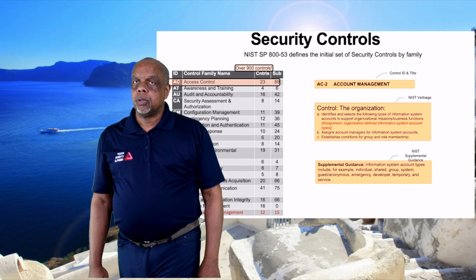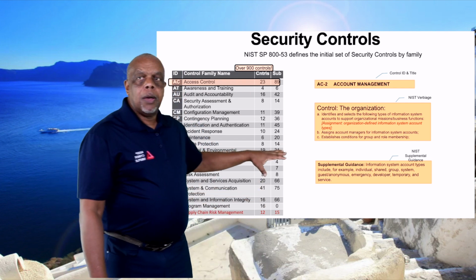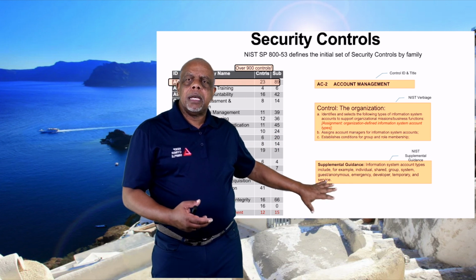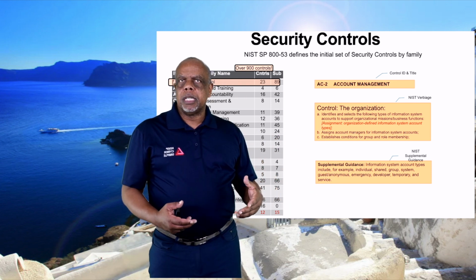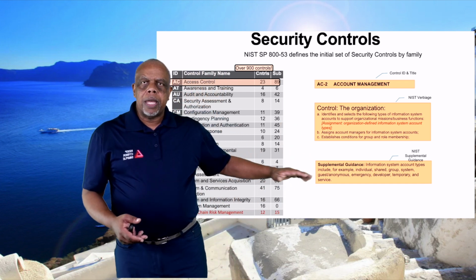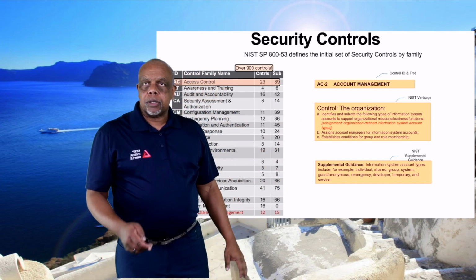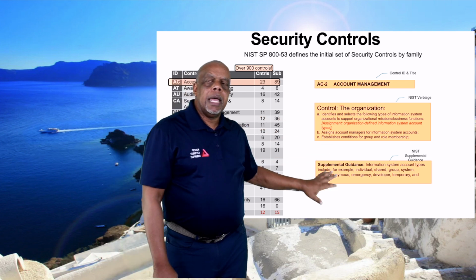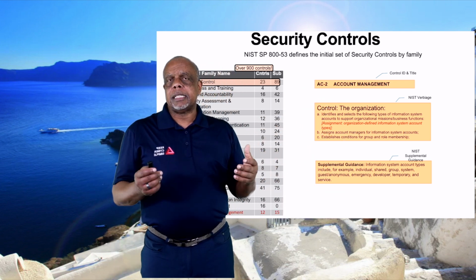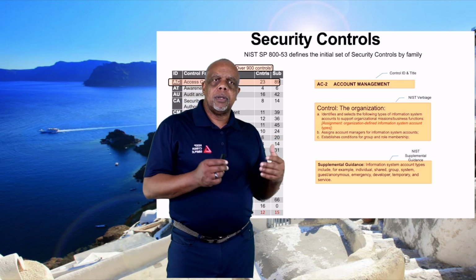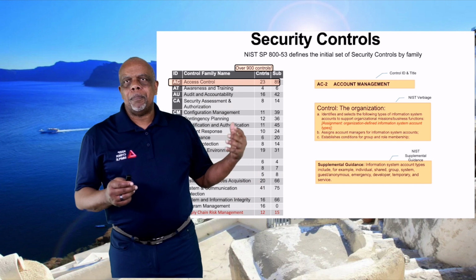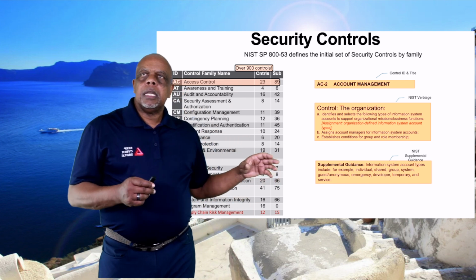But now it also gives you NIST supplemental guidance. This supplemental guidance takes the control and amplifies it to where it makes a little more sense. So now it gives you examples of account types, so that you can manage that better. That's how you would read a security control. It would look the same if you were using NIST or CISA or any of these other control types. They all follow basically the same premise.